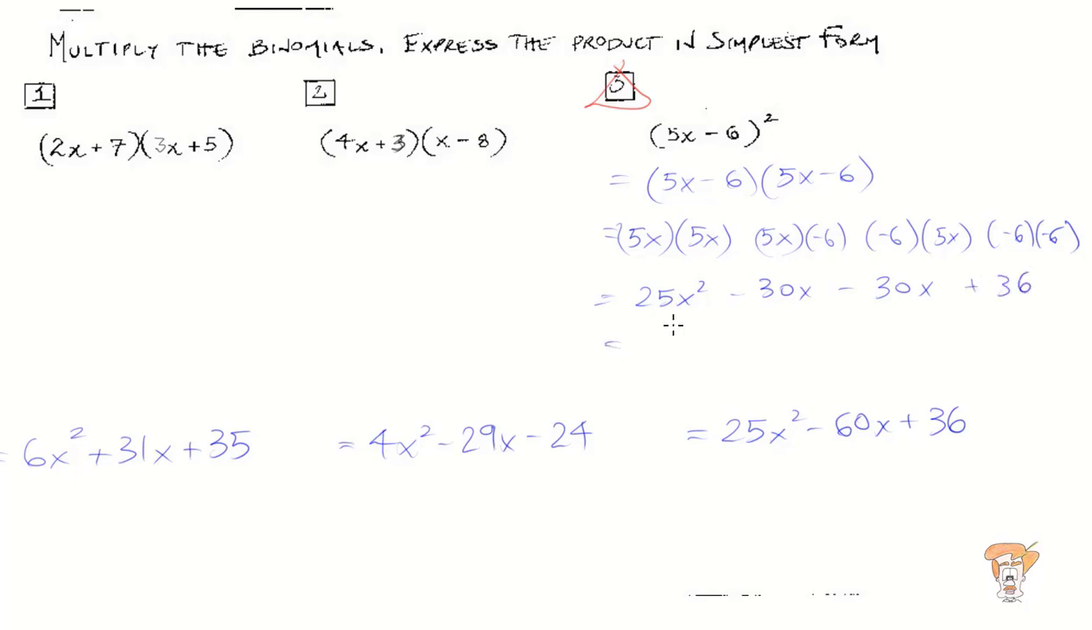Combine the like terms. Minus 30x and minus 30x is minus 60x. And there are no more like terms that we can combine. Therefore, the product of 5x minus 6 squared is 25x squared minus 60x plus 36.